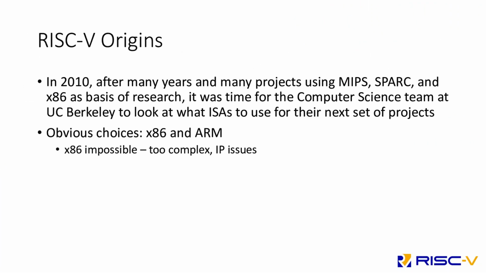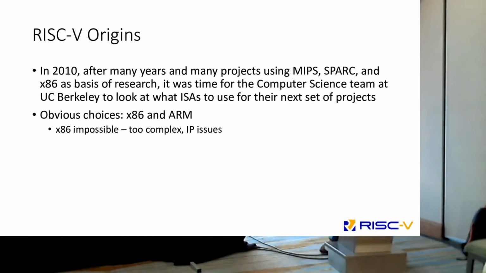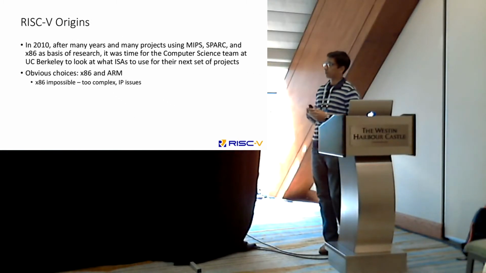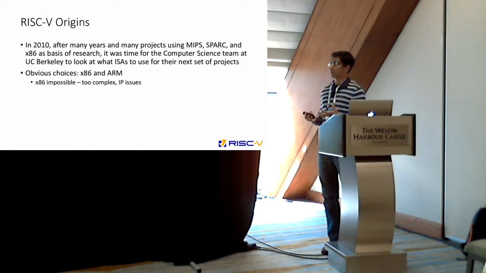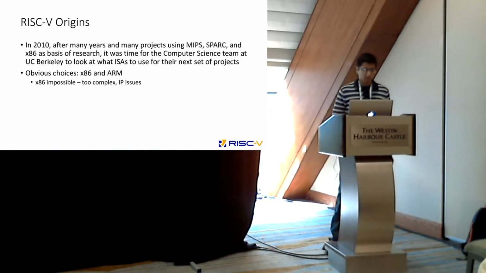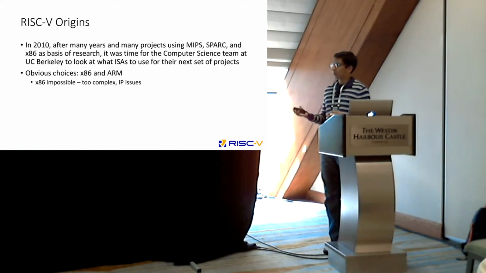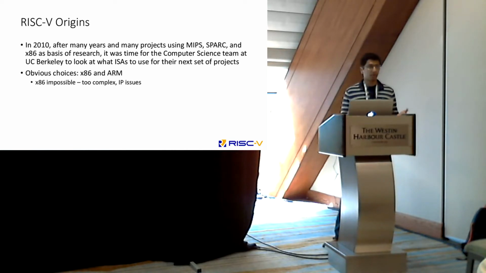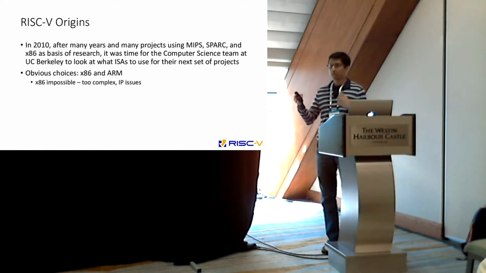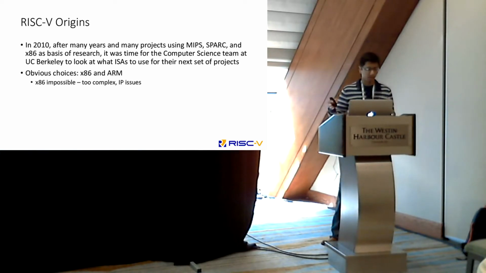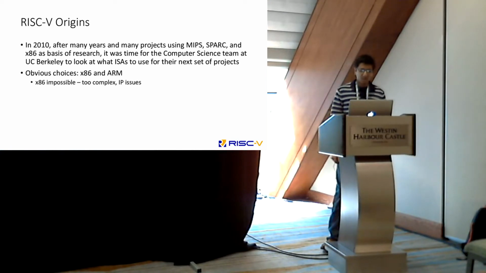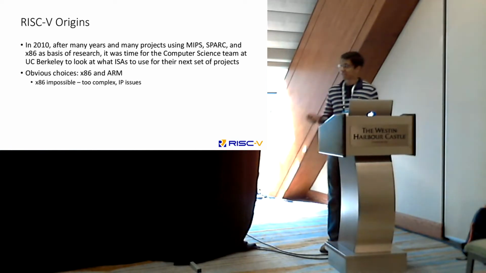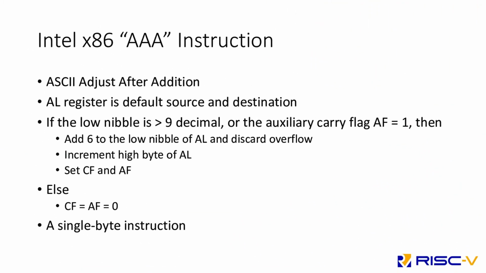So back in 2010, after lots and lots of years using various ISAs for projects, computer architecture researchers at Berkeley took a look at what kinds of ISAs they wanted to use for their next sets of projects. A couple of obvious choices here. So there's x86 and ARM. If you think about implementing with x86, well, first off, it's too complicated. So it'll probably take a couple of PhDs to get a processor that works in the first place. And then you get sued, right? So that's no good. And just as a sample of this complexity, you can look at something like the AAA instruction in Intel x86.